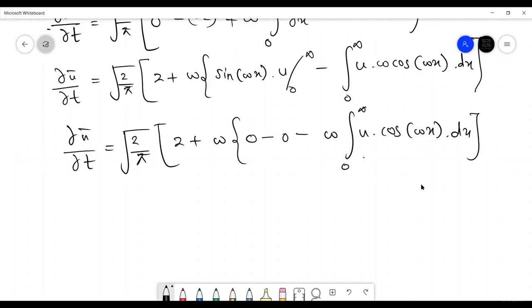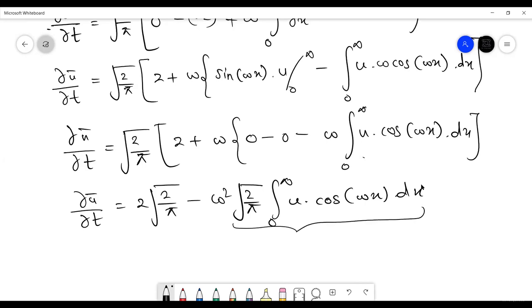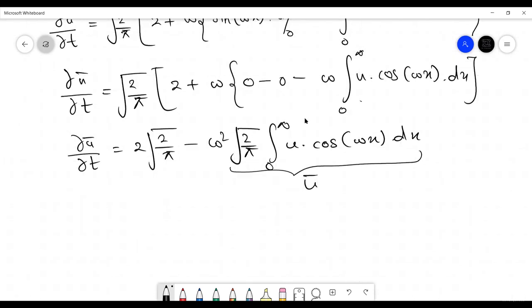So if we remove the brackets, ∂ū/∂t is equal to 2 times √(2/π) plus, so it becomes minus ω² times √(2/π) integral from 0 to infinity of u cos ωx dx. If you see properly, this entire portion becomes ū. So we can write ∂ū/∂t equals 2 times √(2/π) minus ω² ū.